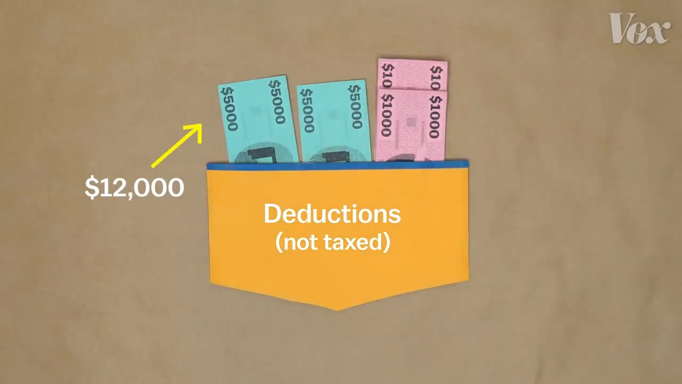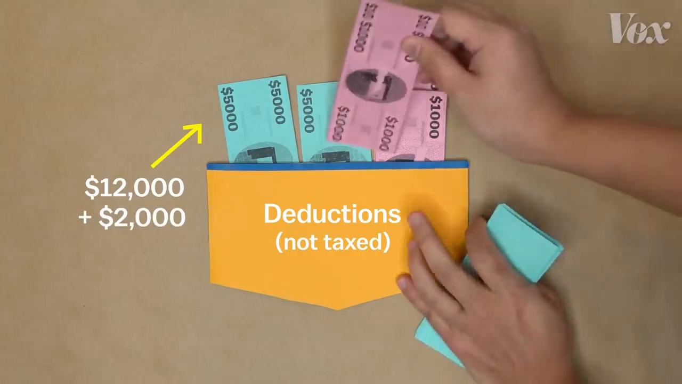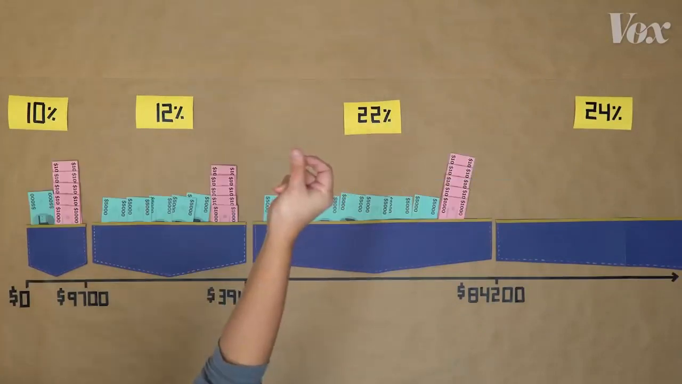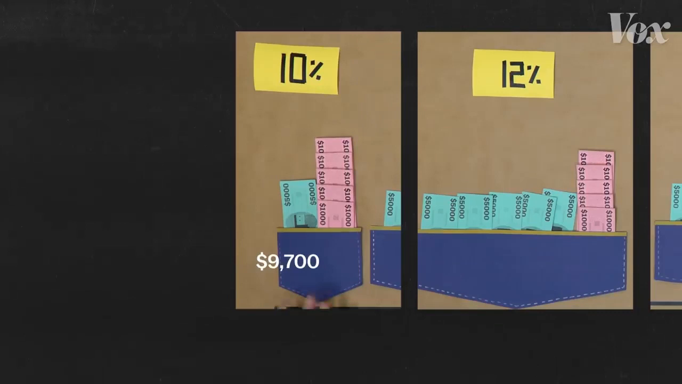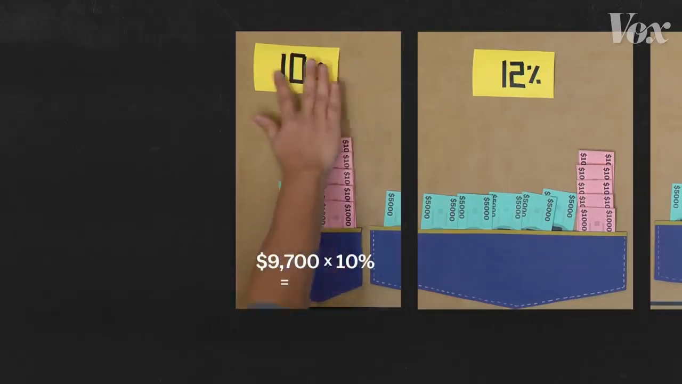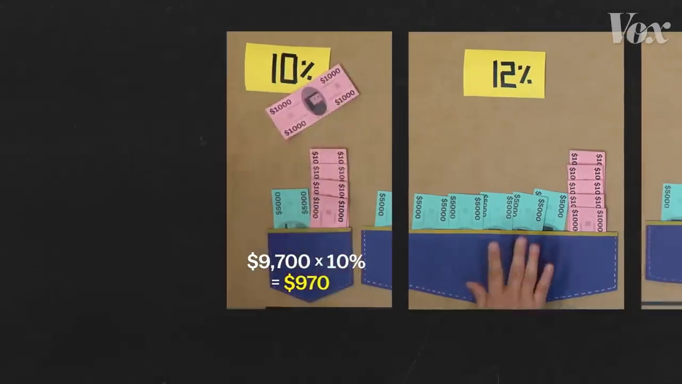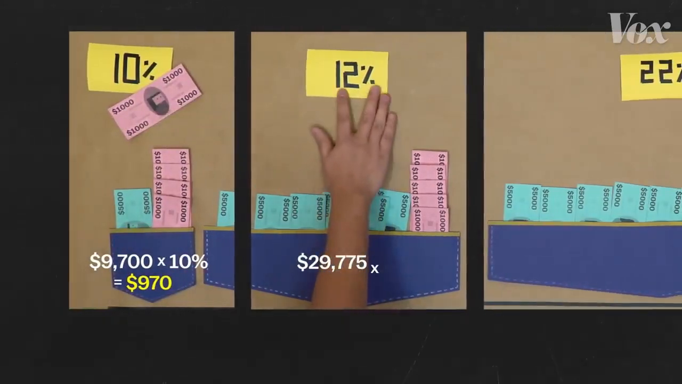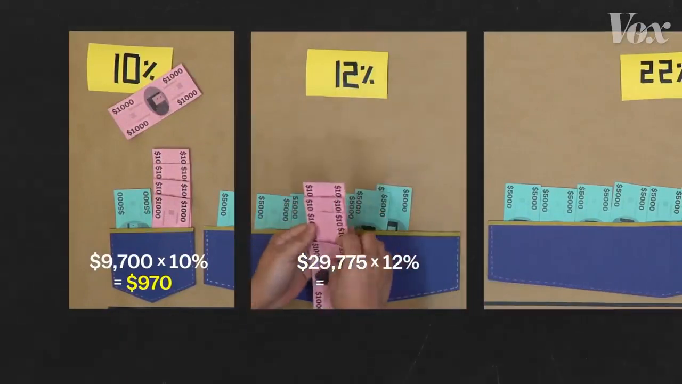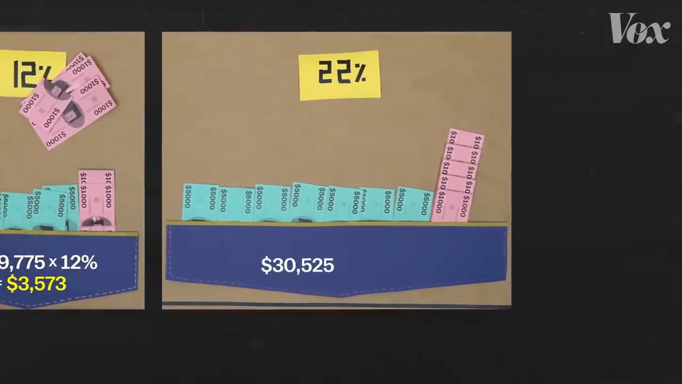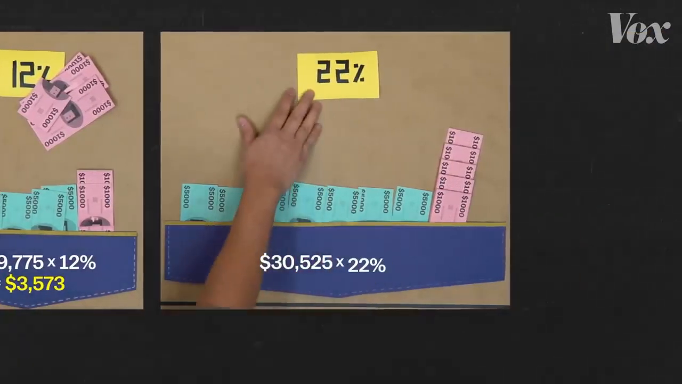But if you spend a lot of money on things like medical expenses or charitable donations, you can sometimes put in more. These are called deductions. With the $70,000 that's left over, you can start filling up the pockets. The first pocket only has room for $9,700, so I only pay 10% on this money. Then I pay 12% on the money in the next pocket. And then 22% on the money in this pocket.